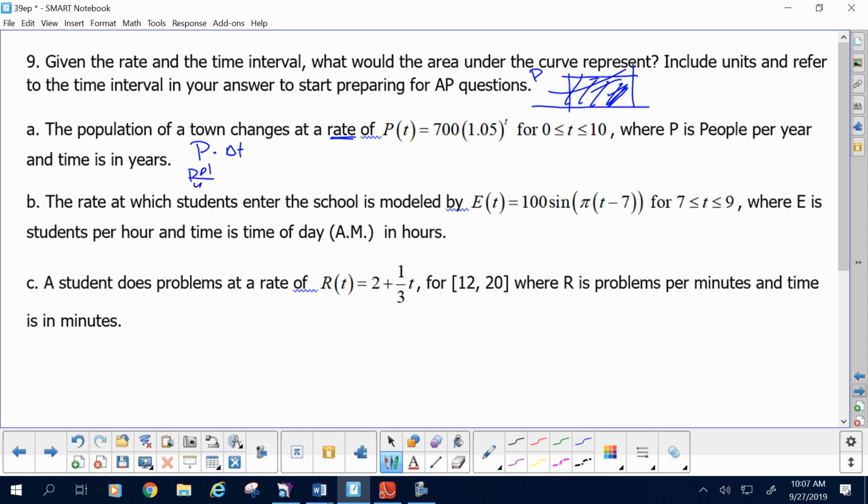People per year. And the units for time are years. When you calculate the area under the curve, base times heights, which are populations times delta t's, you're getting people. People what? What kind of people? What's more specific? People what? People being born.